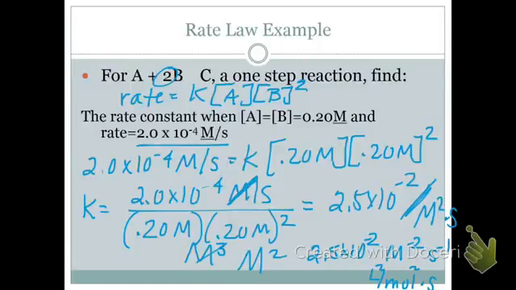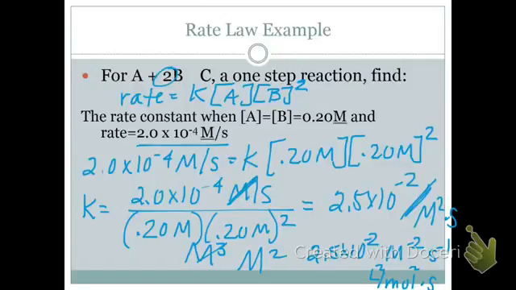Okay? And in terms of A, what order do we have? What's our overall order? Third order overall. First order for A, second order for B, third order overall.